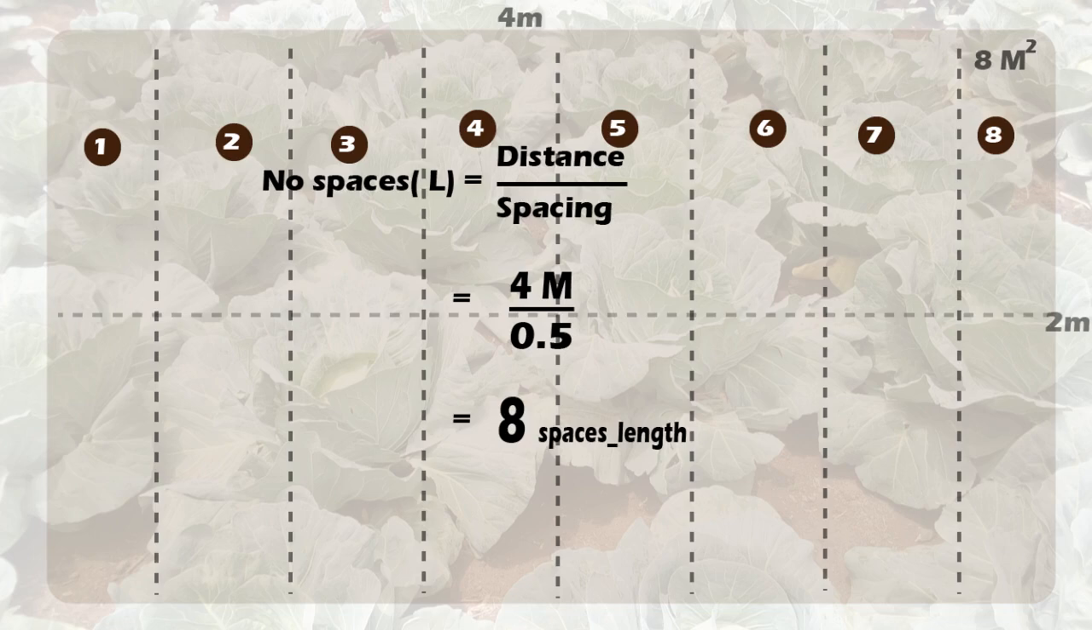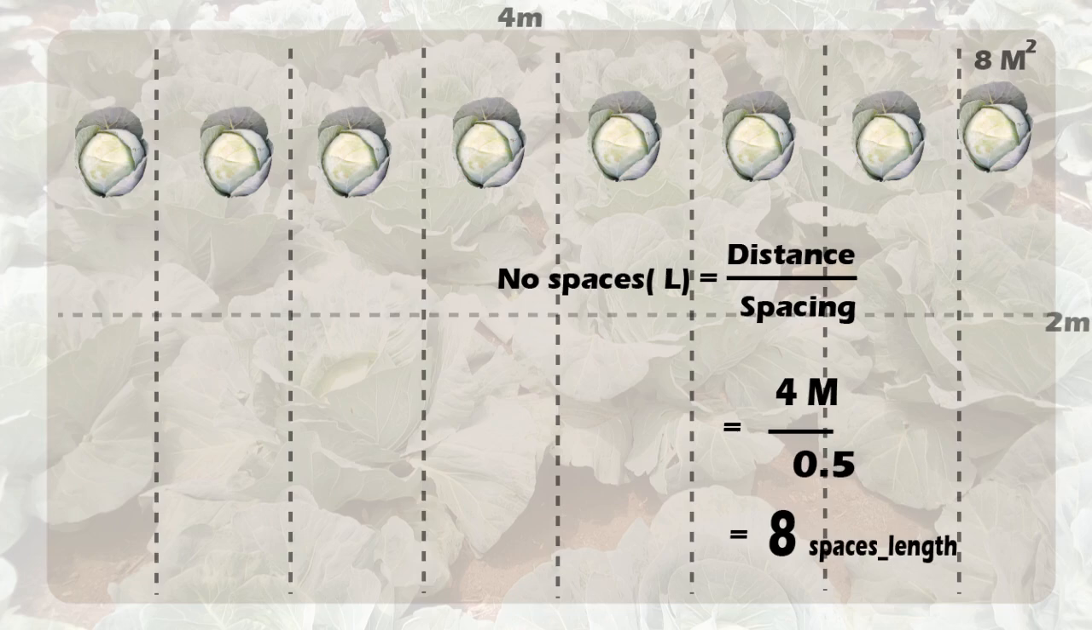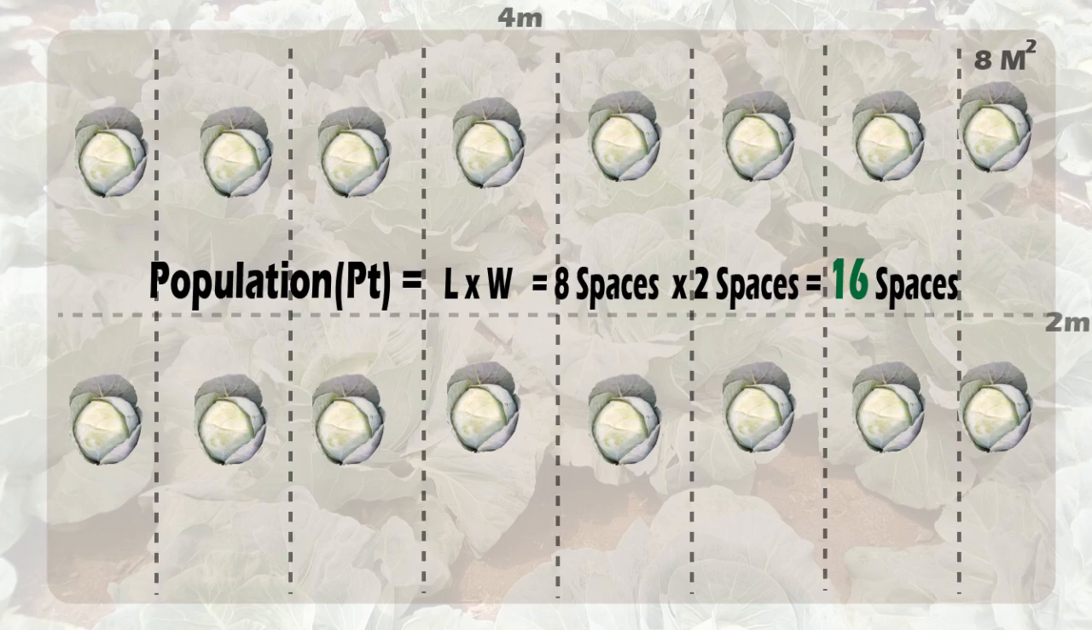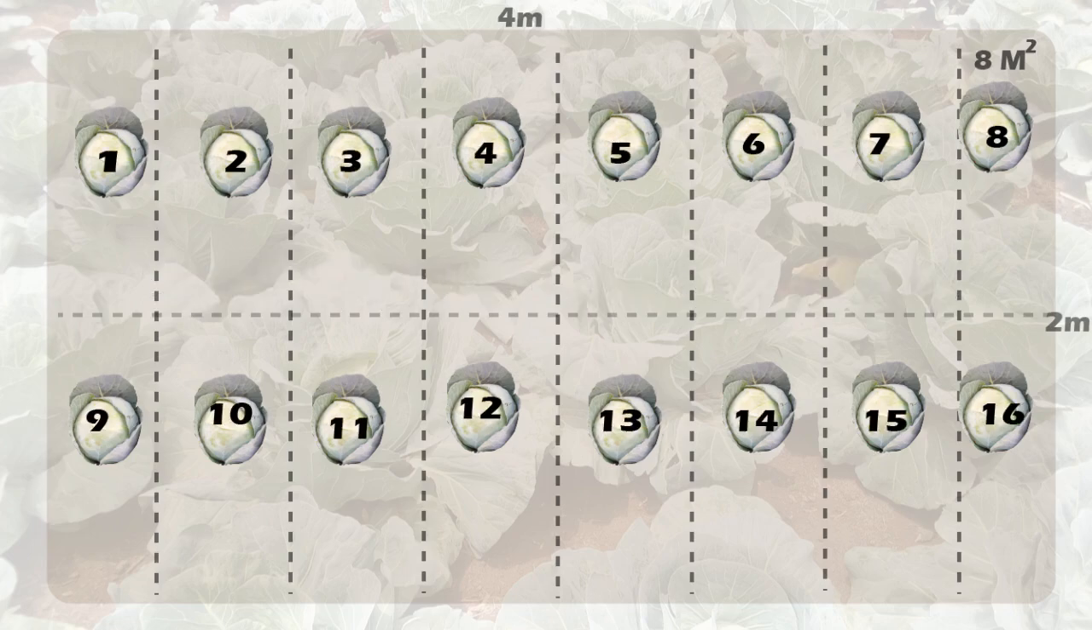And so we have 8 spaces along the length. The same idea will apply along the width. Finally, the population will be the product of the new dimensions. That is 16 plants, just as we found out when using the standard formula.